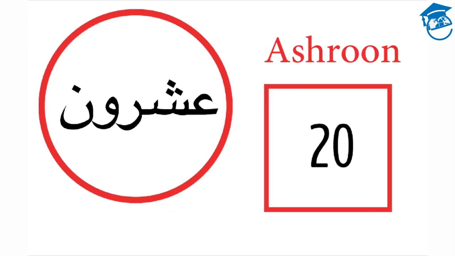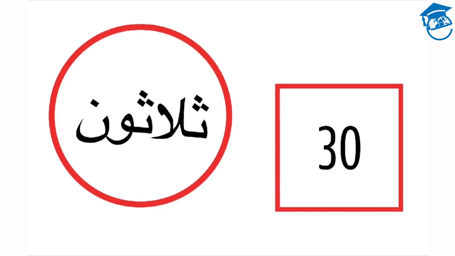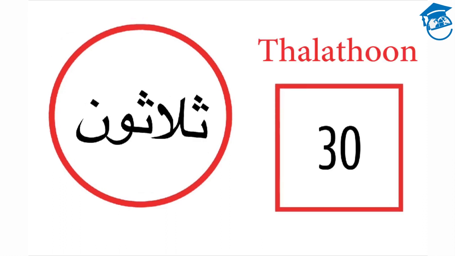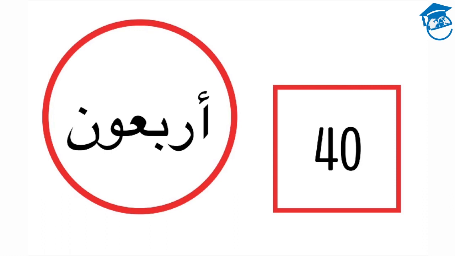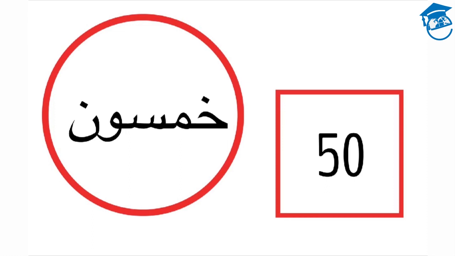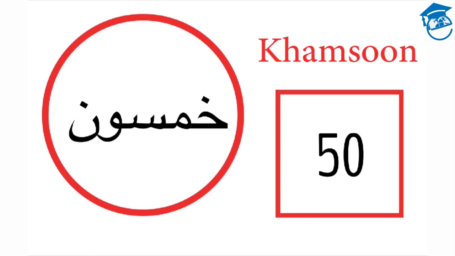If you want to say 20, you say ishrun. Ishrun. Right? Ishrun means 20. For 30, we say thalathun. Thalathun. Right? 40 is arbaun. Arbaun. Right? 40. To say 50, we say khamsun.